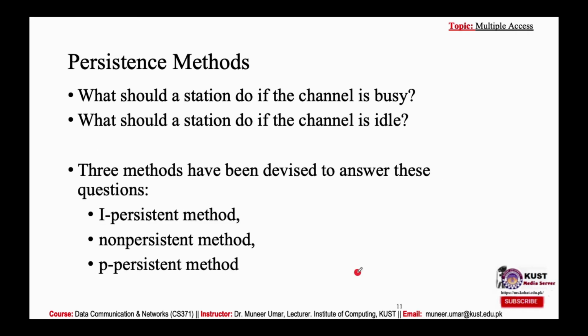Next, we have persistence methods. We have two questions. First, what should a station do if the channel is busy? Or what should a station do if the channel is idle? To act according to these two, we have three methods. These three methods are known as persistence methods. First one is 1-persistent, then non-persistent, and the third one is p-persistent.